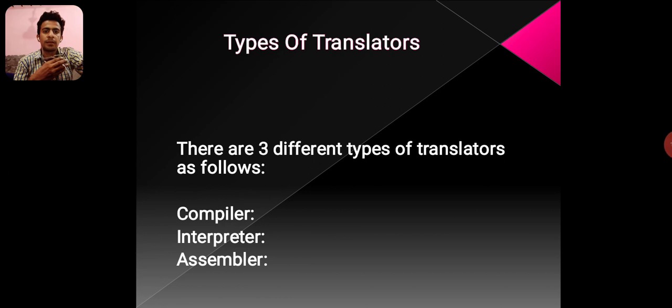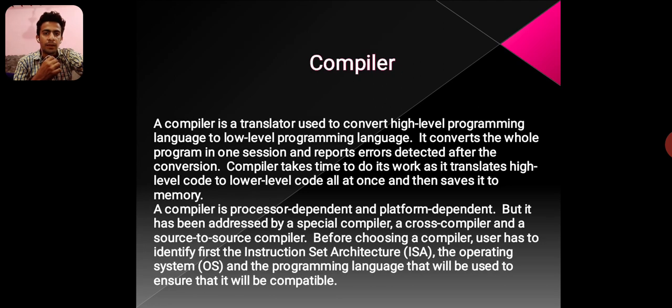Types of translators. There are three different types of translator as follows: compiler, interpreter, assembler. Compiler. A compiler is a translator used to convert a high-level programming language to a low-level programming language. It converts the whole program in one session and reports errors detected after the conversion. A compiler takes time to do this work as it translates high-level code to lower-level code all at once and then saves it to memory.